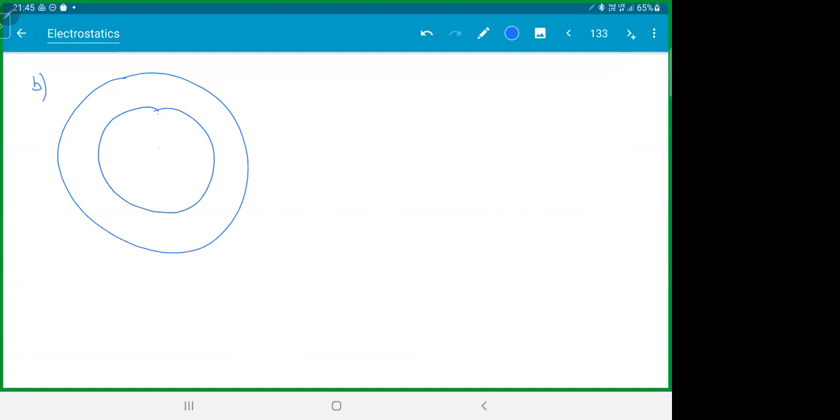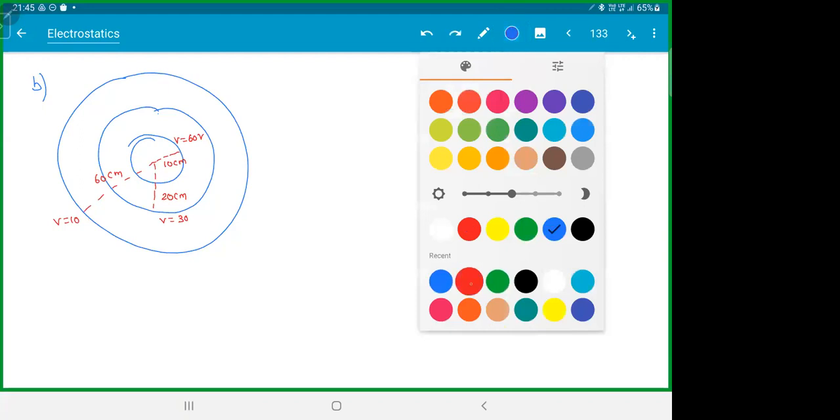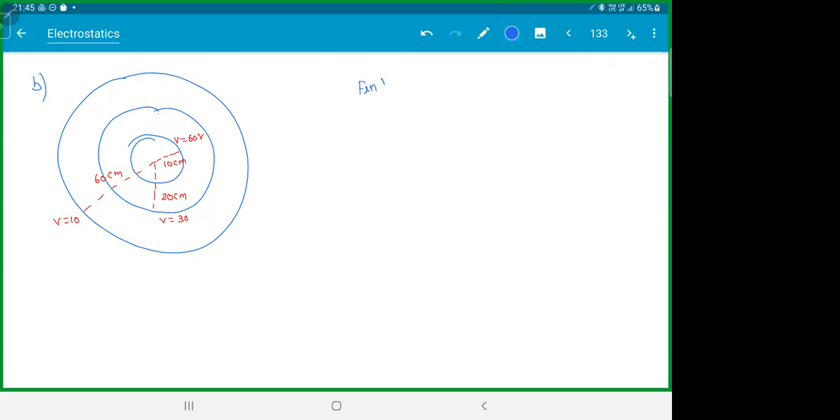Let's say we have 3 equipotential surfaces. This distance is 10 centimeter, and its potential is 60 volt. This distance is 20 centimeter. This potential is 30. This distance is 60 centimeter. Potential is 10 volt. Find the magnitude and find the field in the region.